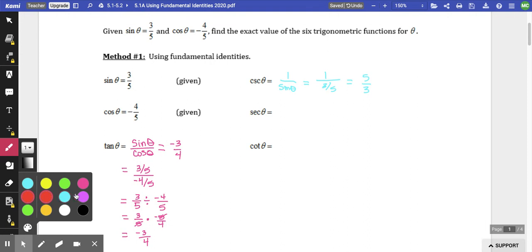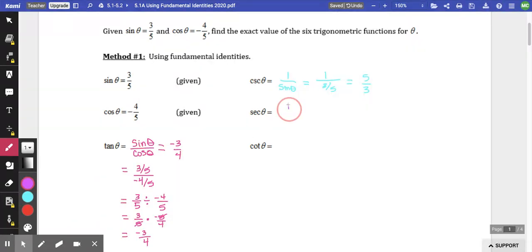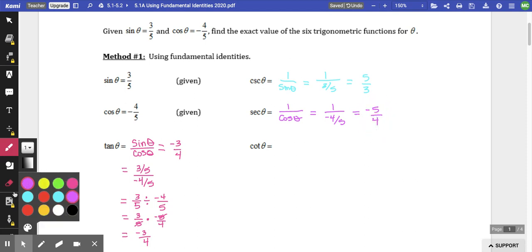For my next one, I've got secant of theta. In terms of sines and cosines, that would be 1 over cosine of theta. And cosine of theta is negative 4/5, so this would be 1 over negative 4/5. And 1 divided by negative 4/5 would be the same as 1 times negative 5/4. So that would just be negative 5/4.